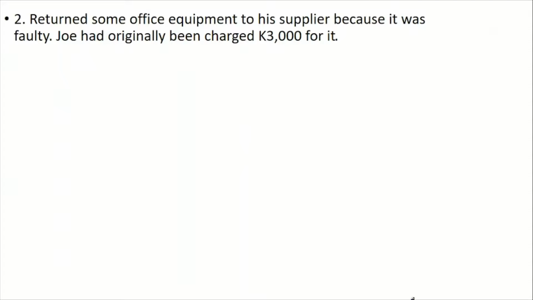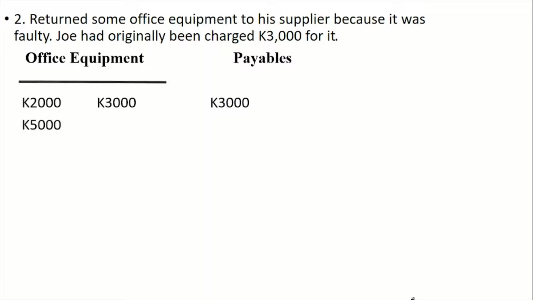The next transaction. He returned some office equipment to his supplier because it was faulty. Joe had originally been charged 3,000 kwacha for it. So again, let us identify the accounts which are being affected here. The office equipment account is affected. The other account which has been affected is the payables account because the supplier is a payable and the records are recorded in this form.